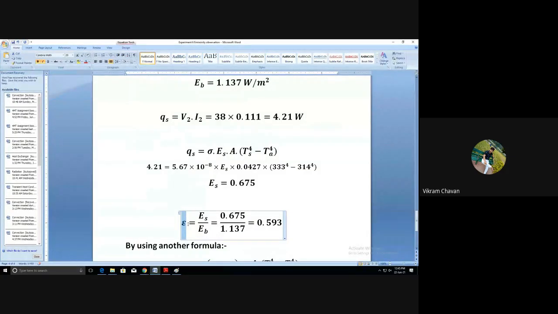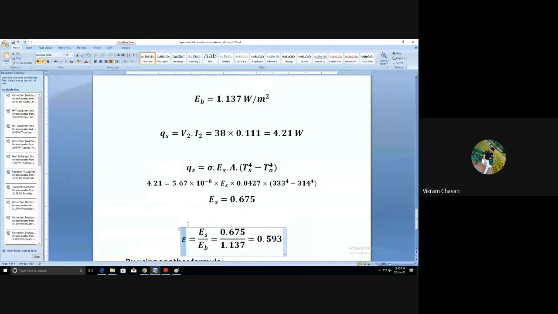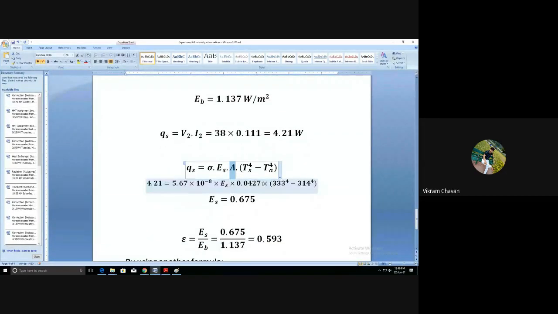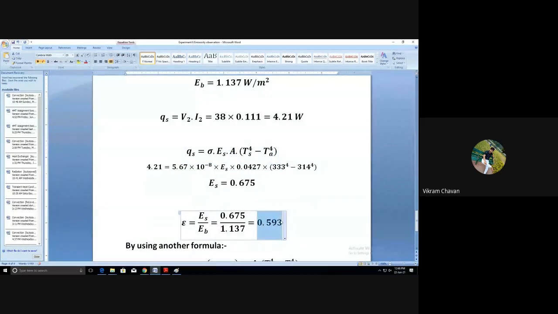After defining these formulas, and also the formula for A, you can directly put in the input values. The program should ask you for the value of I1, I2, V1, V2, then the diameter value. After putting in all this, then the TS value, the TA value, and the TB value, the program should directly show you the answer, which is equal to 0.593.